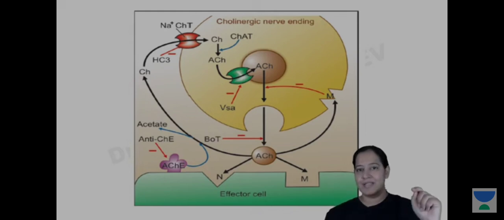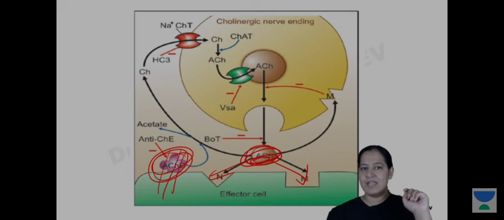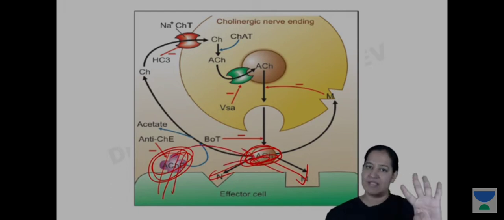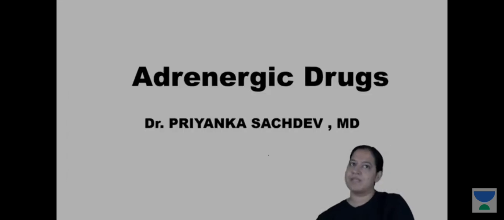So you can see this is acetylcholine secreted here. After it shows its action by binding with the receptor, here is the enzyme. The name of the enzyme is acetylcholinesterase. It will do the hydrolysis of acetylcholine, and acetylcholine is destroyed. And there are two types of receptors, muscarinic and nicotinic.